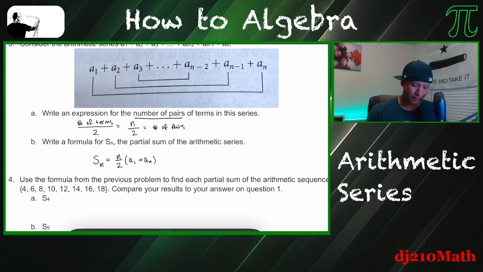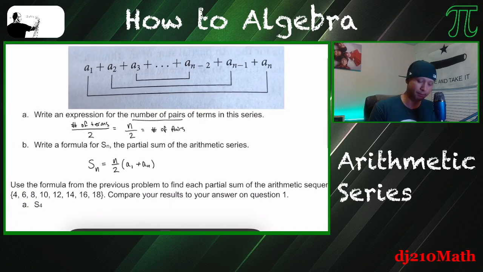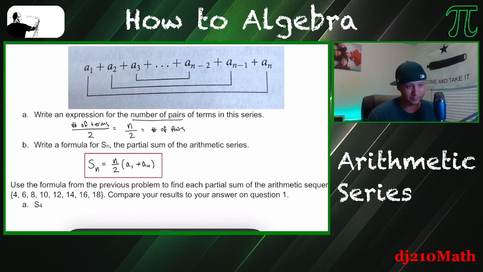And that really doesn't matter, or A sub 1 plus A sub n, no matter what pair you pick, they're going to add up to the same number. So A sub 1 plus A sub n is just as good as any. All right, so this right here is a very important formula, because this tells you the sum of the first n terms. All you need is the first term, the last term, and the number of pairs.